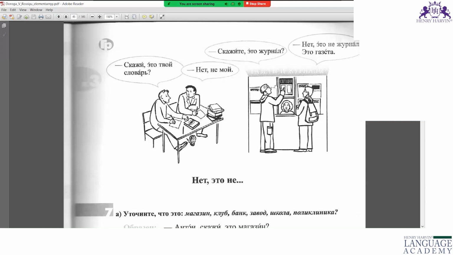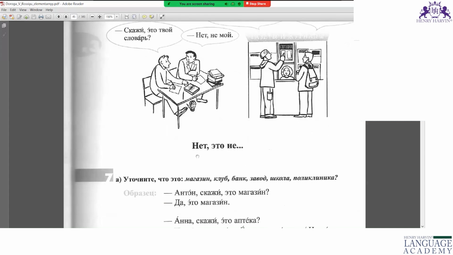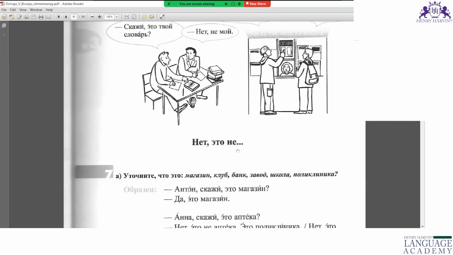Now, here people do not know each other probably. Скажите, это журнал? Tell me, is this a magazine? Нет, это не журнал, это газета. No, this is not a magazine, this is a newspaper. So people are talking to the shop assistant, okay, politely. Скажите, это журнал? Нет, это не журнал, это газета. Okay, so here we have the phrase нет, это не. No, it is not.